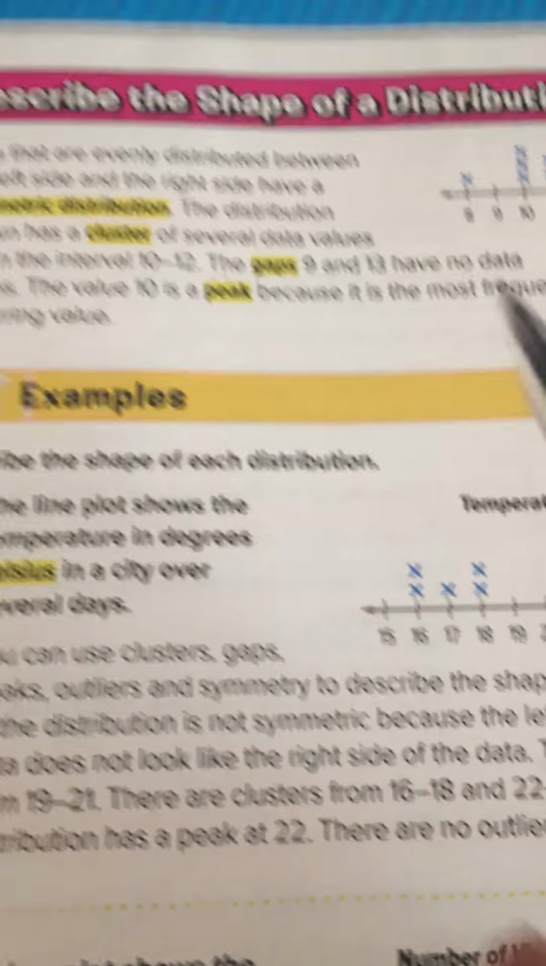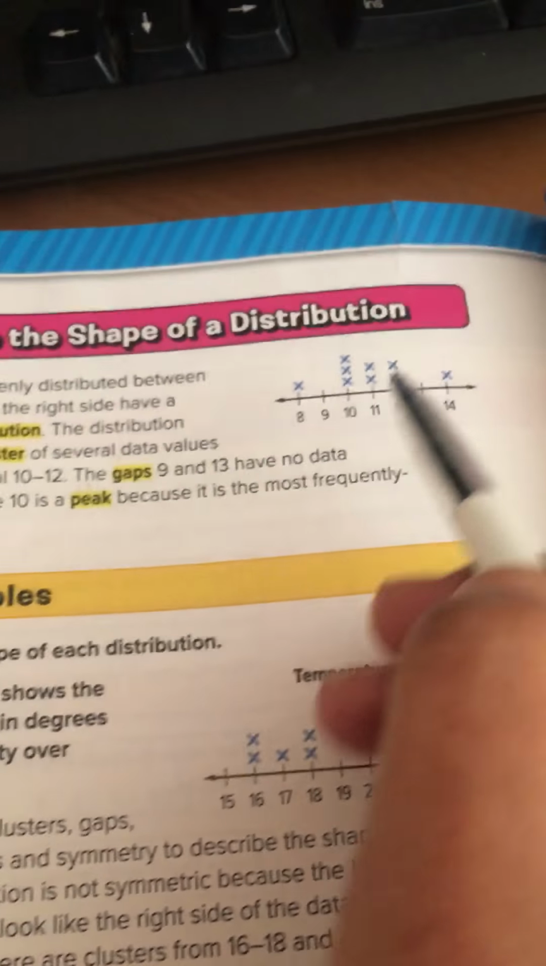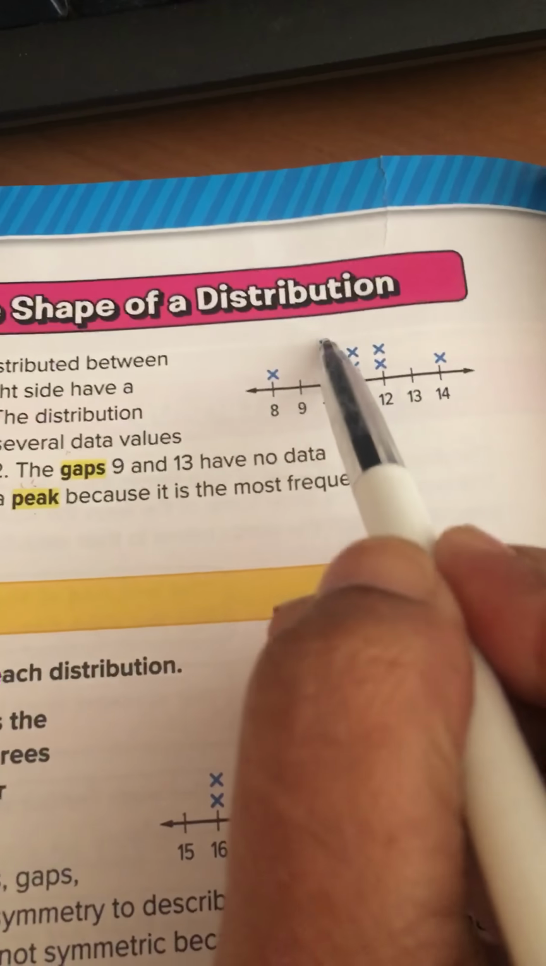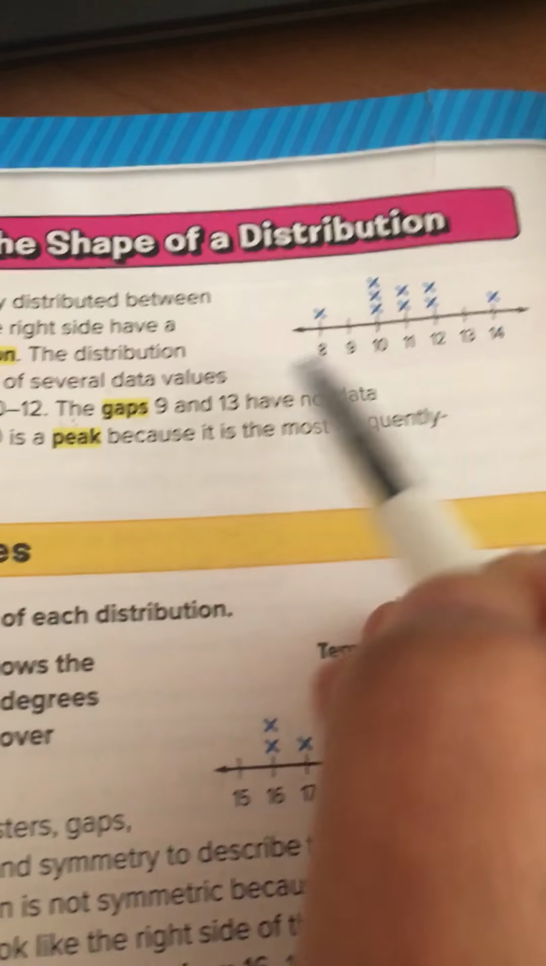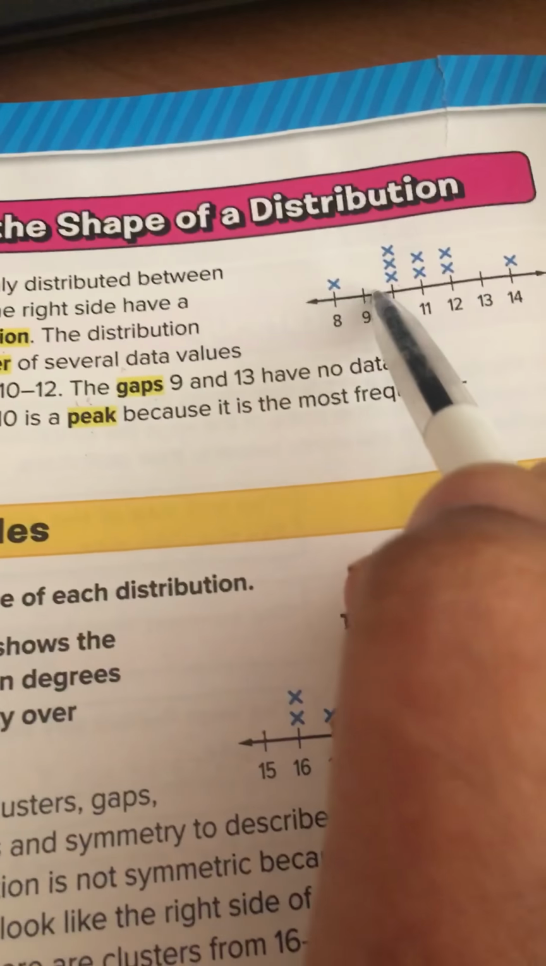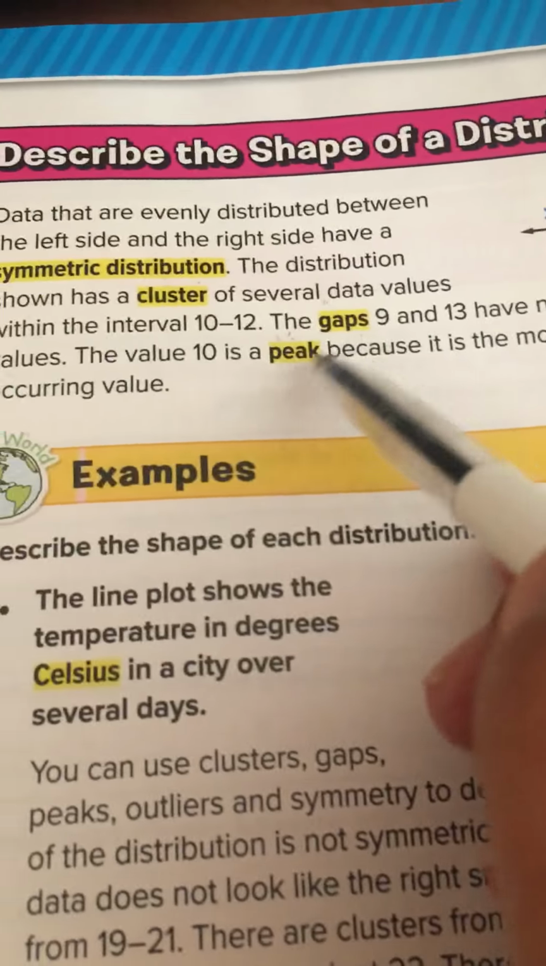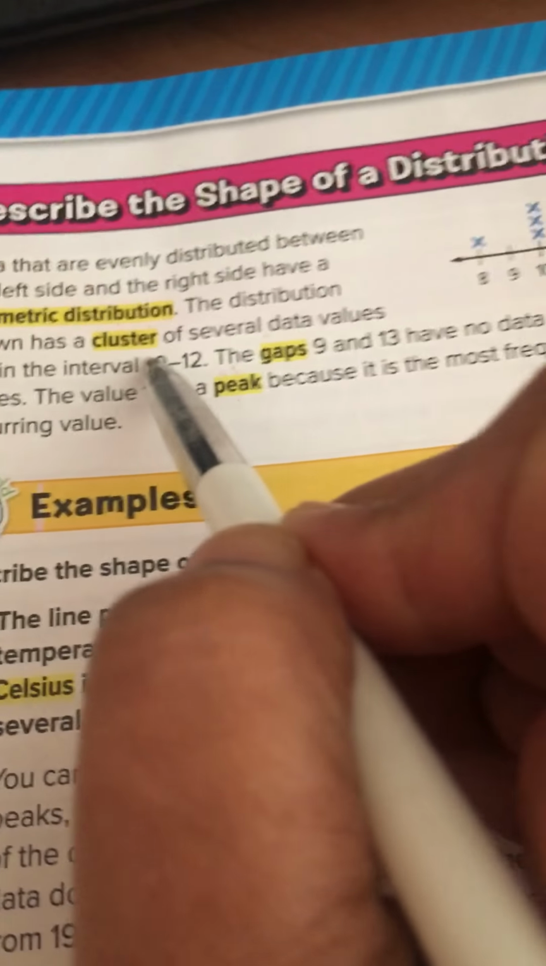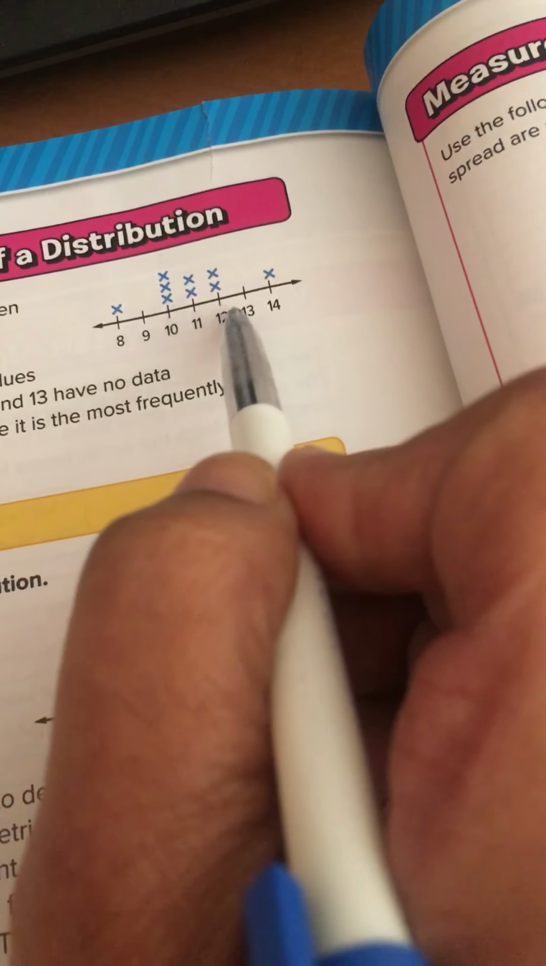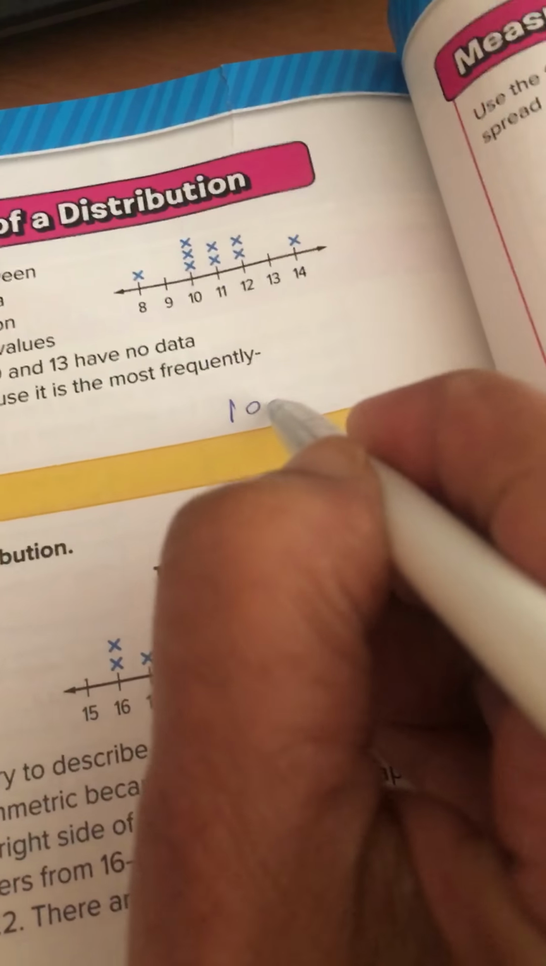Okay. I will solve this with you. I give you a graph. What's the meaning of a peak? A peak is the most number. A peak is 10. Why 10? Because 10 is the most. What are gaps? Yes, 9 is a gap, 13 is a gap. No data. Cluster. What is the cluster? Cluster from 10 to 12.